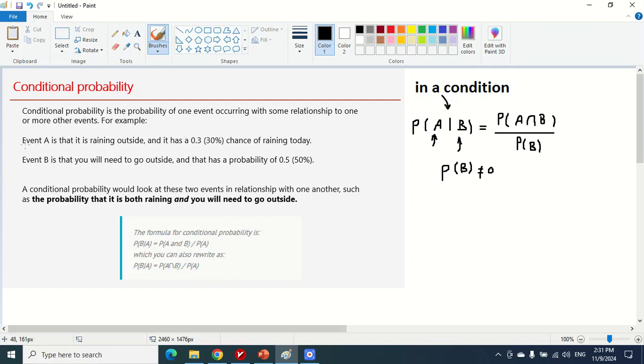We have one example over here. Event A is that it is raining outside, and it has a 0.3, or 30%, chance of raining today.